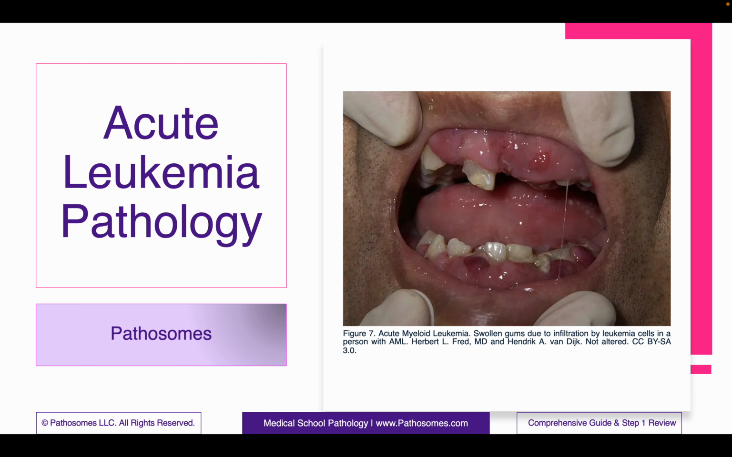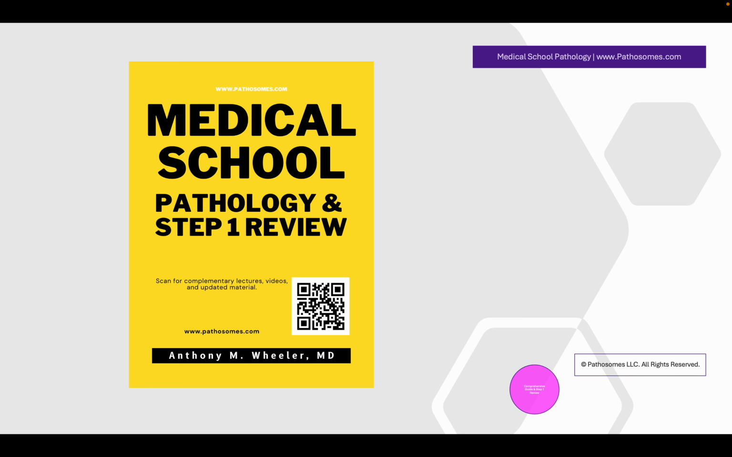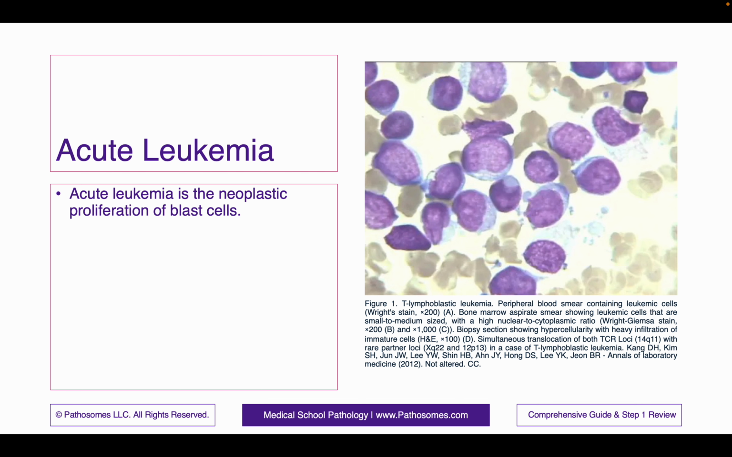In today's talk, I'll be discussing acute leukemia pathology. Make sure you have your book. You can scan this and find it very quickly if you don't have it already. All this information is contained within there. It's very important to have if you want to be on track. All right, so acute leukemia.